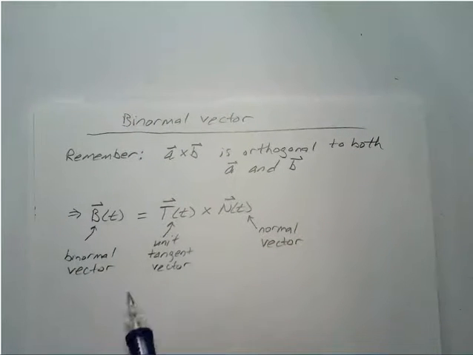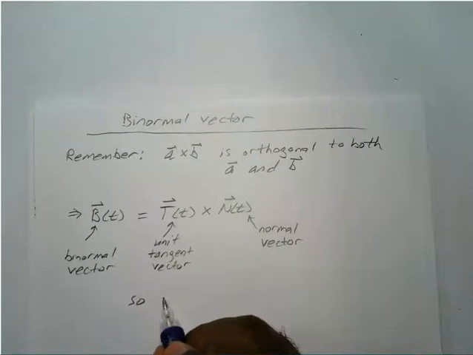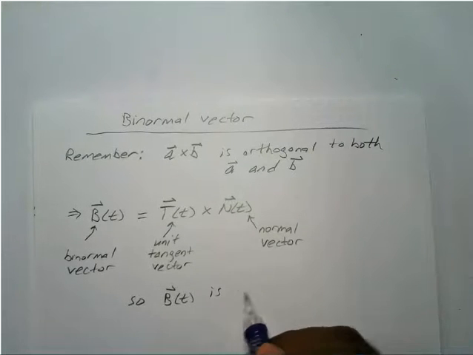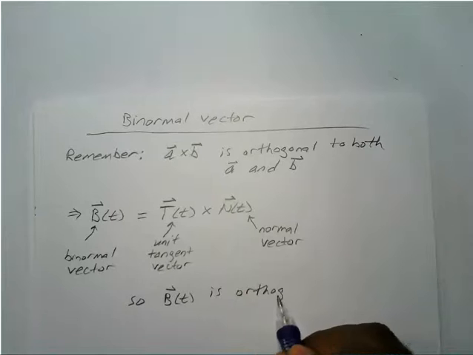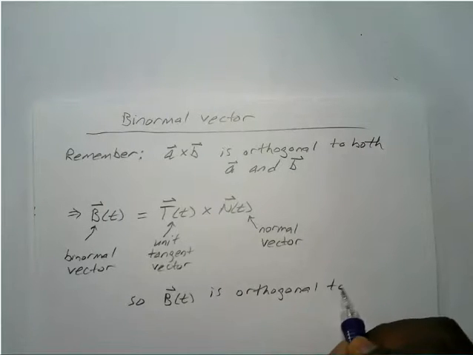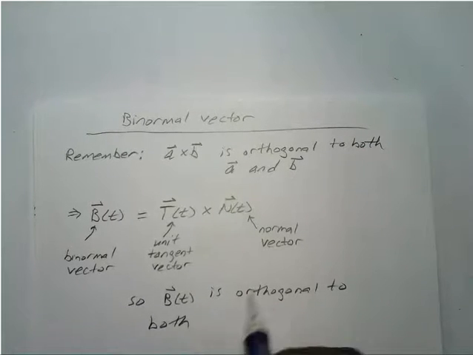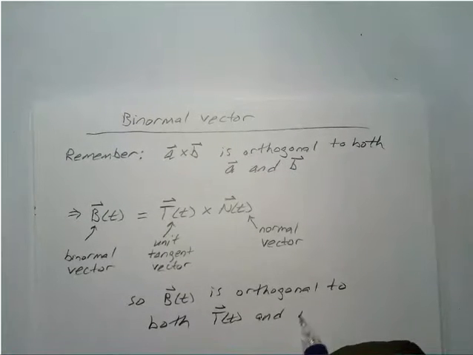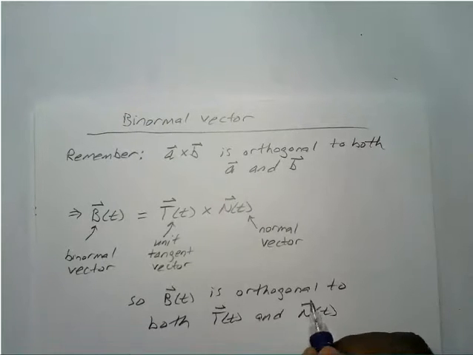Okay, so that would mean that our binormal vector is orthogonal to both our tangent vector and our normal vector.